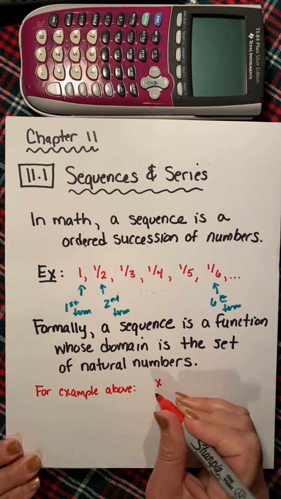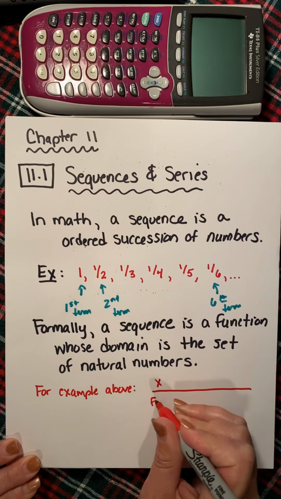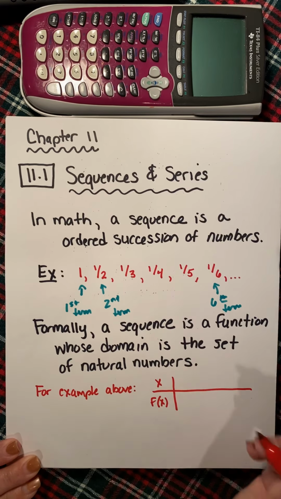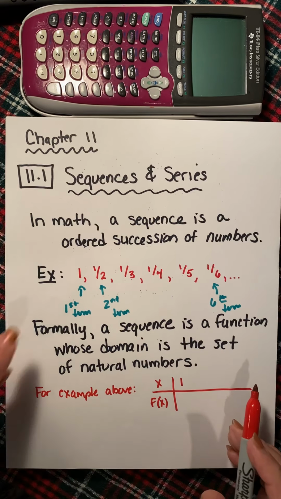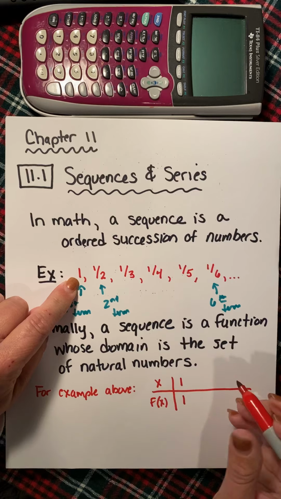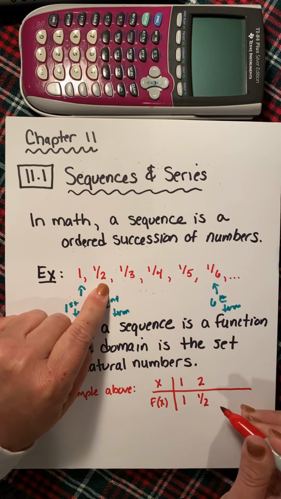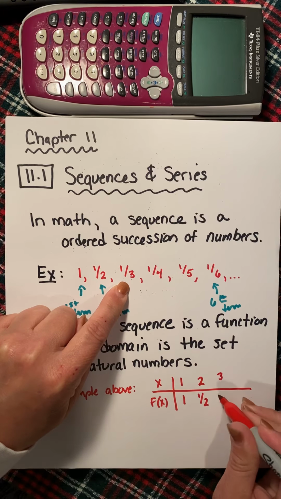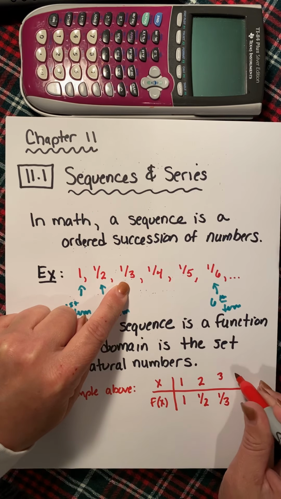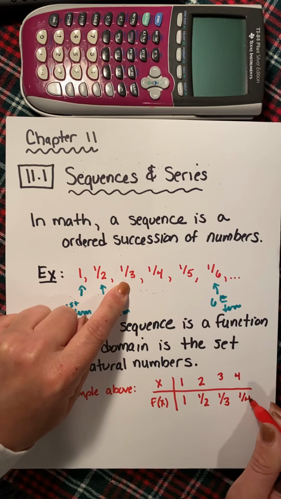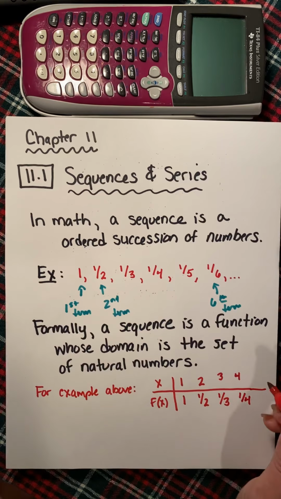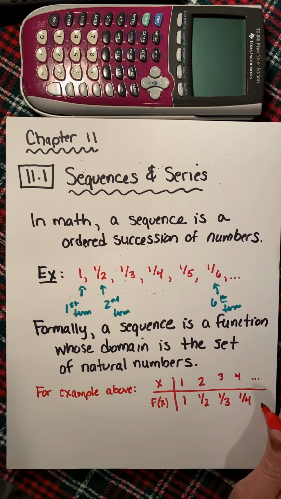if we have the input, now the natural numbers are our counting numbers that start at 1. For the input 1, the output was 1. For the input 2, which is the second term of the sequence, the output was 1/2. For the input 3, the output was 1/3, and so forth. Output 4 was 1/4. And the way I indicated, this sequence goes on forever.